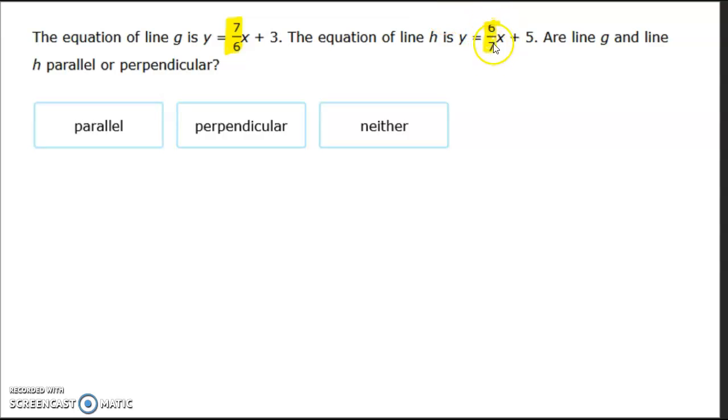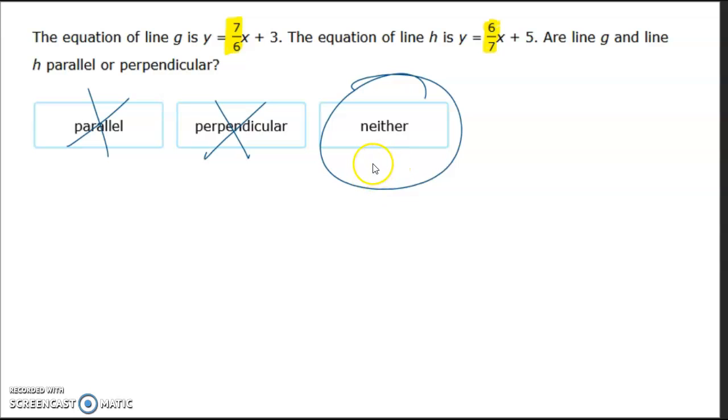So one is 7 over 6 and one is 6 over 7. And so they are reciprocals. It's flipped, but they're not opposite reciprocals. So we know they're definitely not parallel because they're not identical. For perpendicular, they only meet half of the criteria. They're both positive, and they can't be, so they cannot be perpendicular either. Your answer here would be neither.